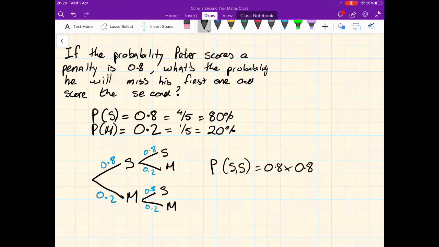So again, if we want to find out the probability that he scores his first 2 pens, we have to take the 0.8, multiply it by 0.8. Because again, we're looking along this line. So it's probability he scores and then scores again. So this is the line we're looking at here. So that's 0.8 multiplied by 0.8. And that's 0.64.